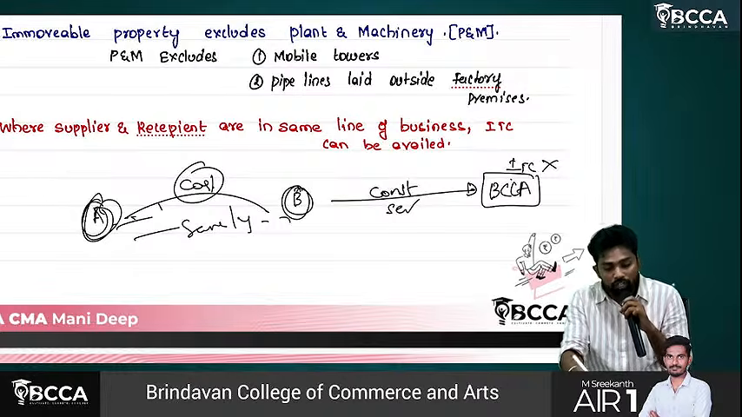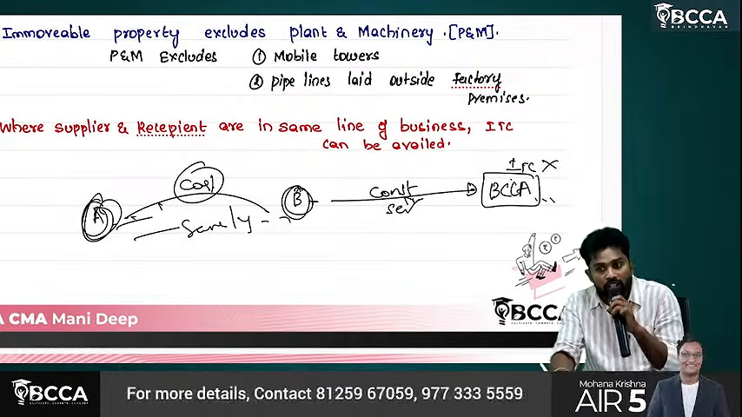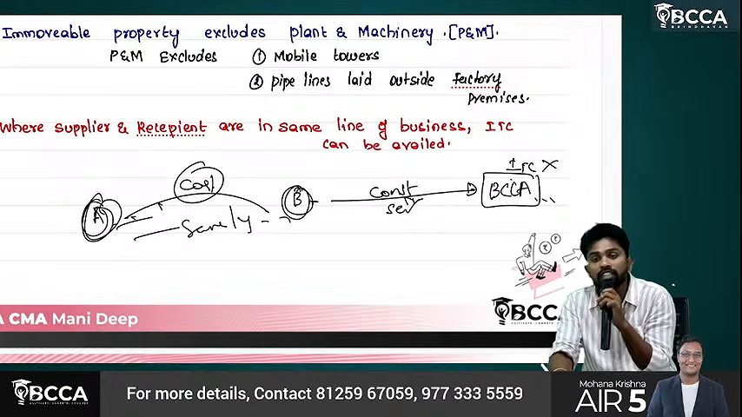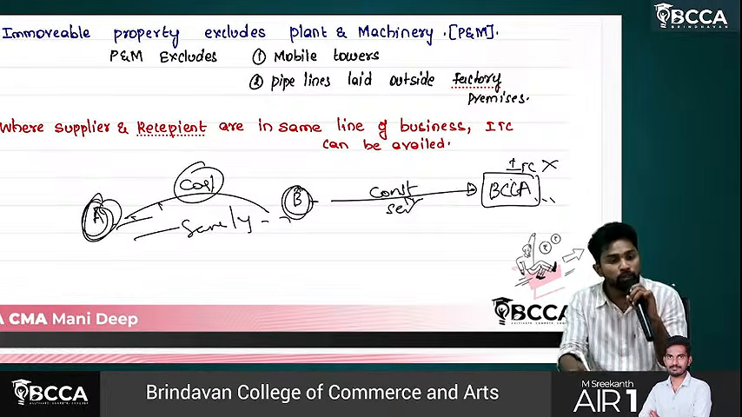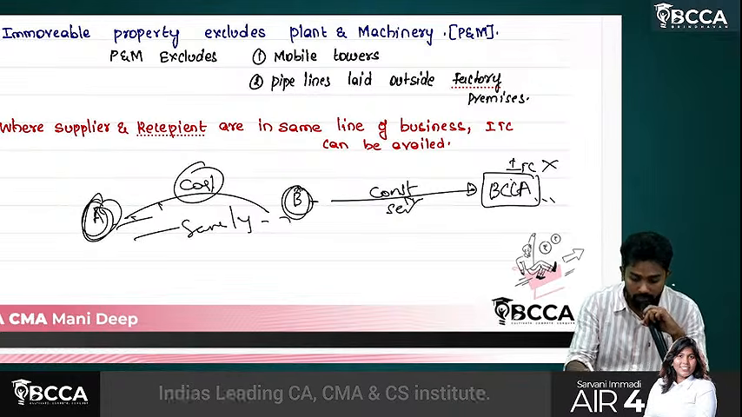Now on the A invoice, B can avail ITC. But on the B invoice, BCCA cannot avail ITC. What's the problem? Because BCCA is into education, whereas these two people are into the same line of business. Understanding, sir? Okay.